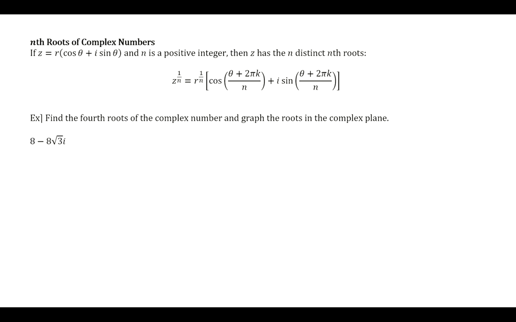Hi everyone, and welcome to our video on finding nth roots of complex numbers. So what we do is use De Moivre's theorem. We just need to convert it a little bit.